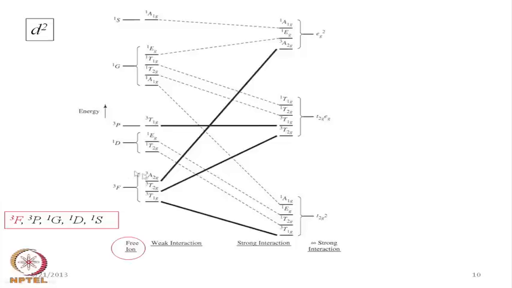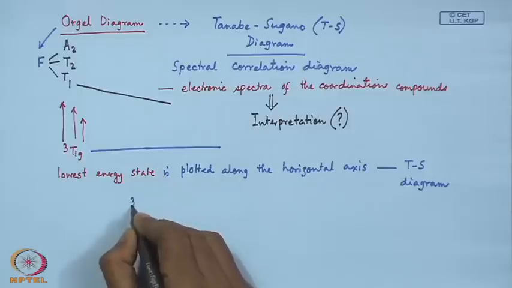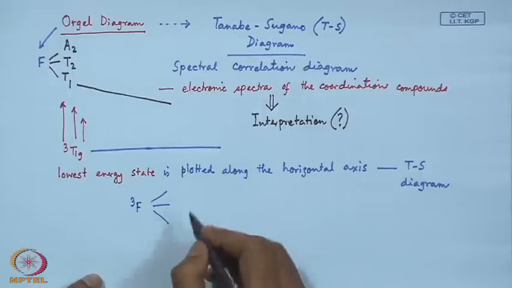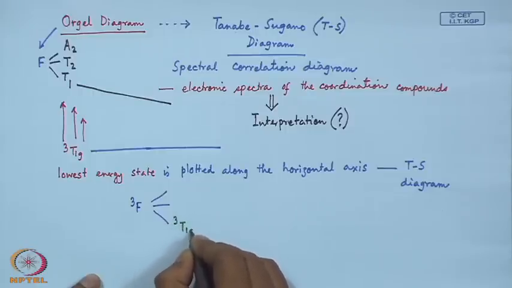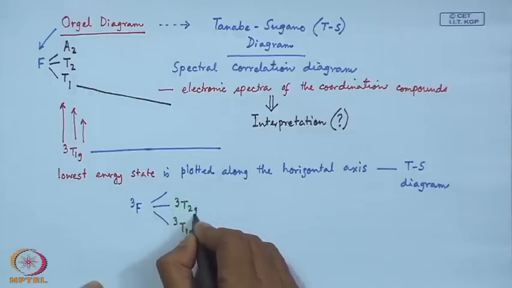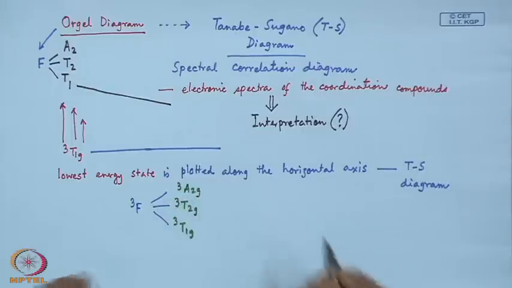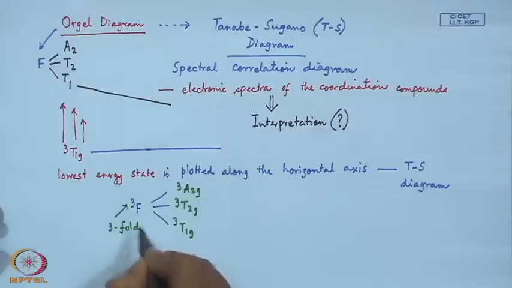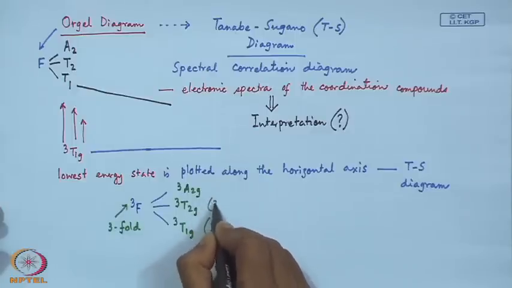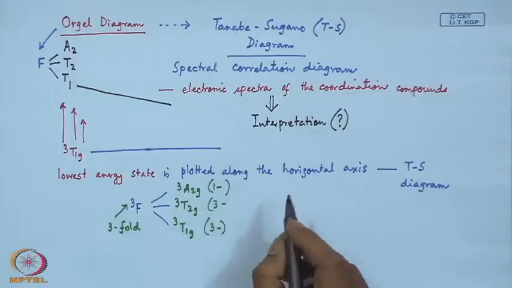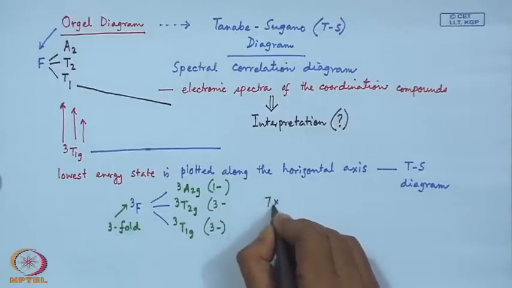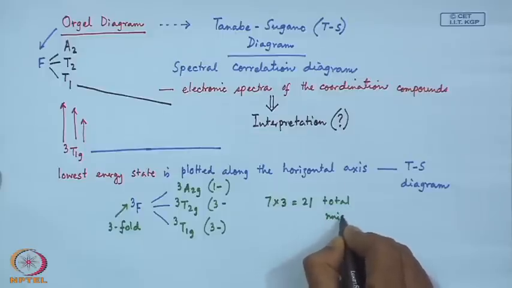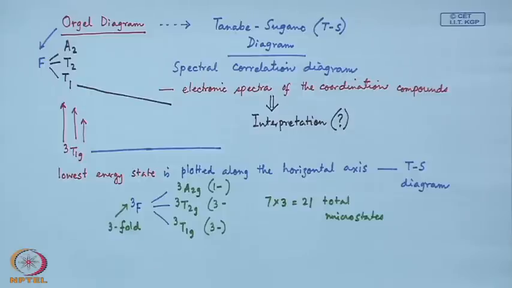So, altogether, if we consider this 3F term, it splits into 3T1g, 3T2g and 3A2g terms. The spin is 3-fold, but the orbital here is threefold, this is threefold and this is one-fold. So, altogether we have 3, 3, 1, that is 7, times 3. So, 7 times 3 is equal to 21 total microstates we can get out of this particular term.